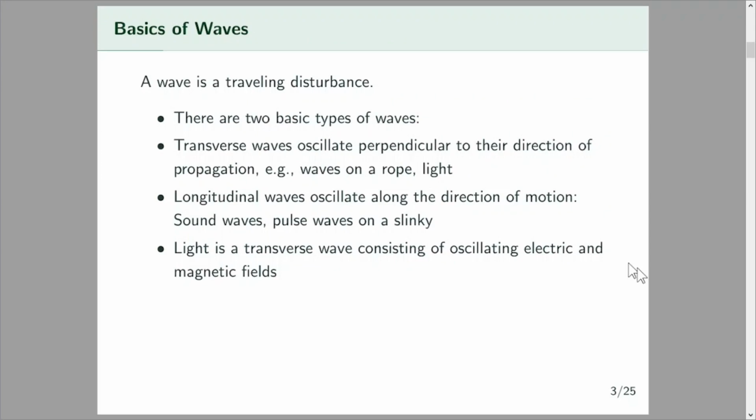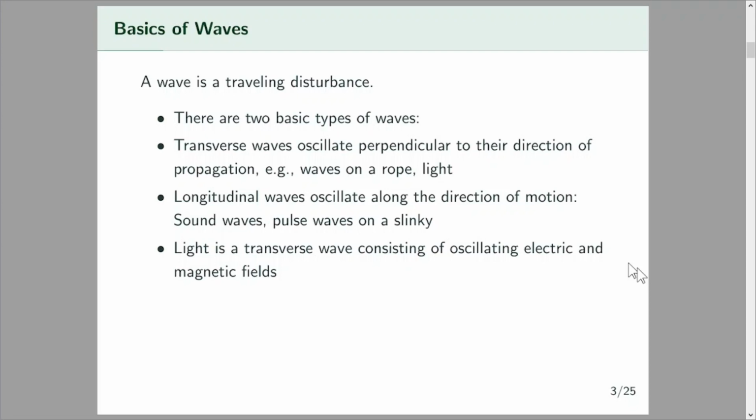So let's do some waves basics. A wave is a traveling disturbance, really. That's the most general definition. There are two basic types of waves. A transverse wave is a wave that oscillates perpendicular to its direction of motion. You should think of a wave on a rope, like a sine wave oscillating up and down. The wave might be traveling to the right down the rope, but the oscillation is perpendicular to the rope. It oscillates up and down while the wave moves maybe horizontally, if the rope is held horizontally.